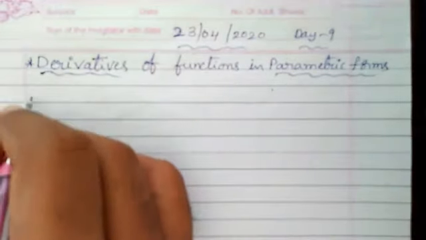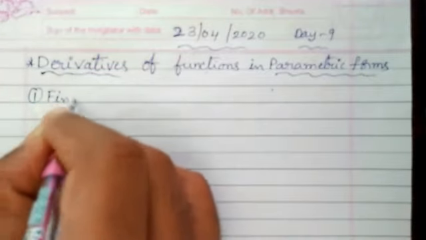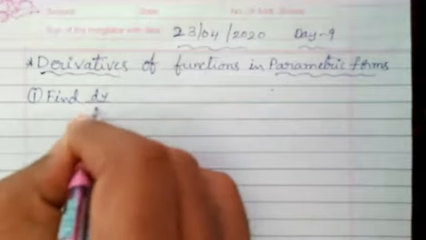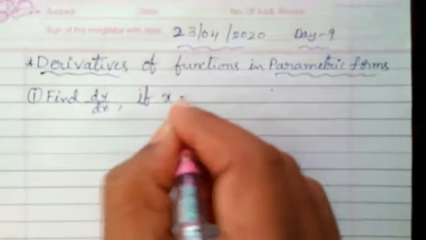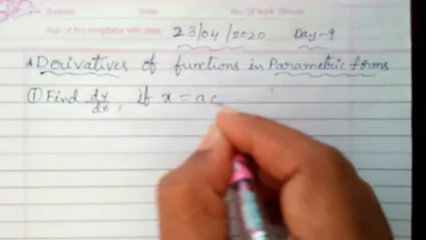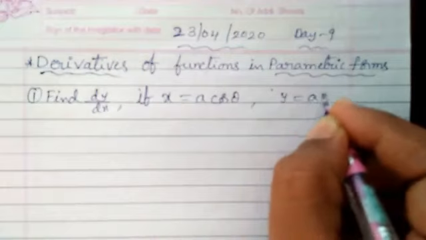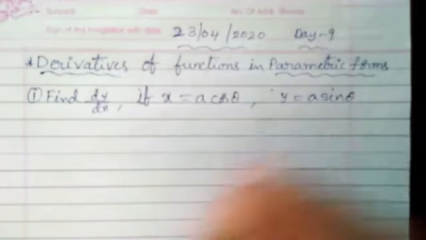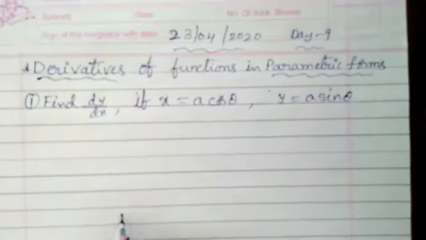Just take one example. Find dy by dx if x is equal to a cos theta, y is equal to a sin theta.